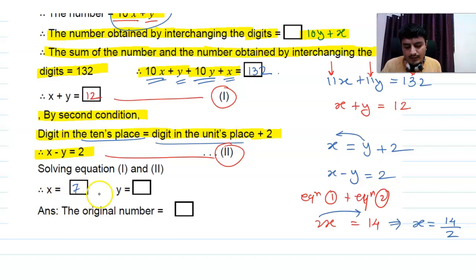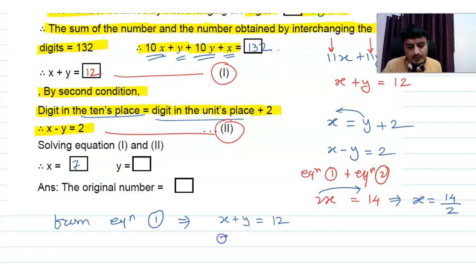Now that the value of x is 7, we can get the value of y from equation 1 or equation 2 by replacing x by 7. Considering equation 1, x plus y equals 12, so 7 plus y equals 12. To find y, shift 7 from LHS to RHS, plus 7 becomes minus 7. So the value of y becomes 12 minus 7, which is 5. So the value of y is 5.